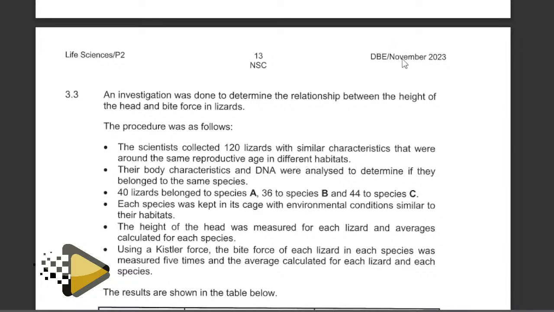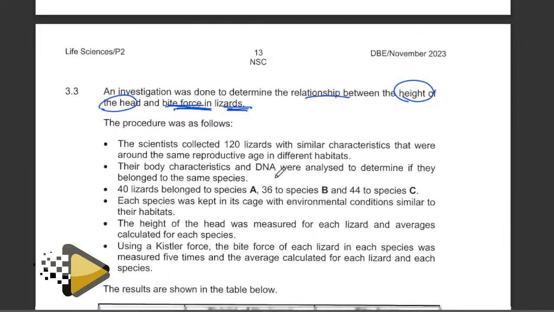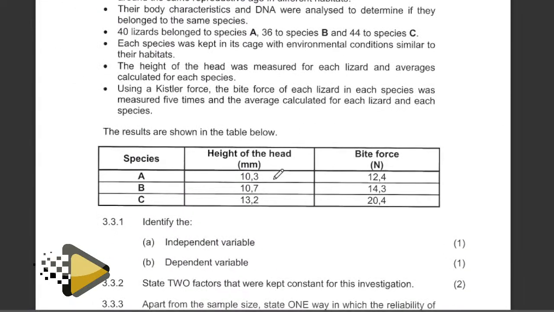Sorry guys, there was some technical problem with the sound, but now it's back. Okay, what I was saying is that the investigation was carried out to see the relationship between height of the head and the bite force in lizards. Scientists collected all of that, so you are supposed to read there. So now, what is the first question there? What is the independent variable?